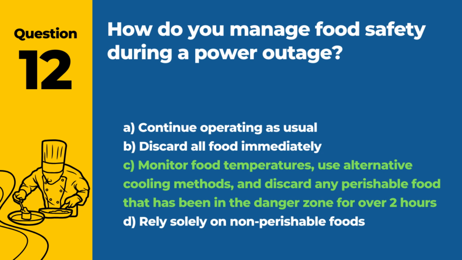Answer C. Monitor food temperatures, use alternative cooling methods, and discard any perishable food that has been in the danger zone for over 2 hours. During a power outage, it's crucial to monitor the temperatures of food, use alternative methods like ice to keep food cool, and discard any perishable food that has been in the temperature danger zone, 40 °F, 140 °F or 4 °C, 60 °C, for more than 2 hours.